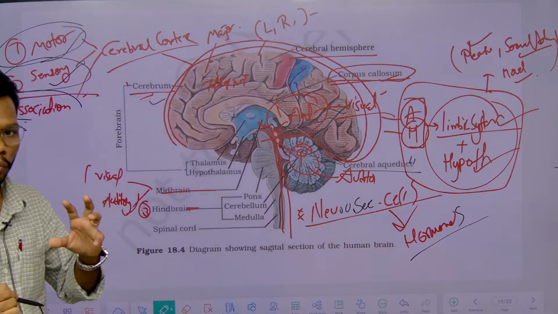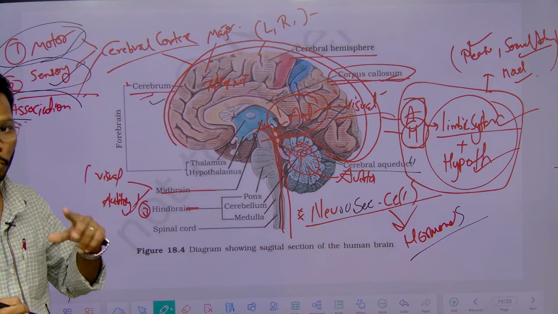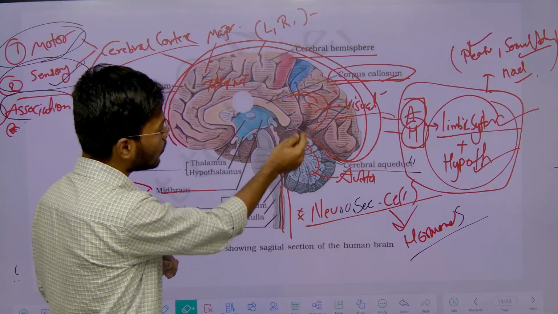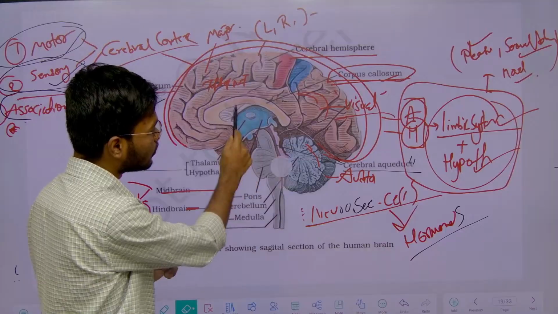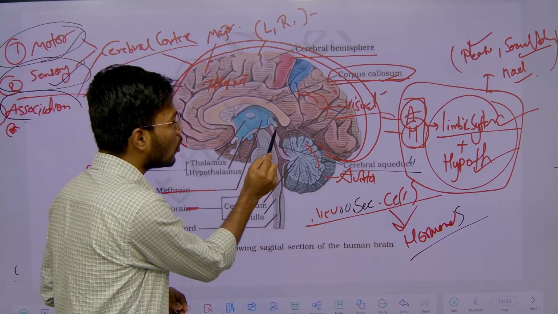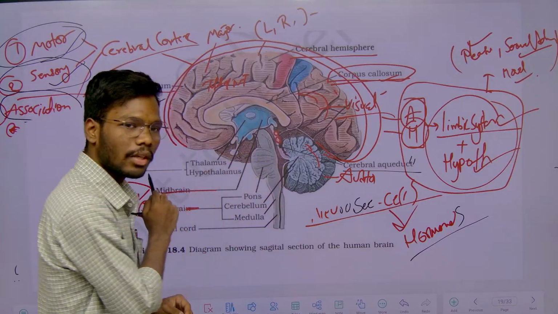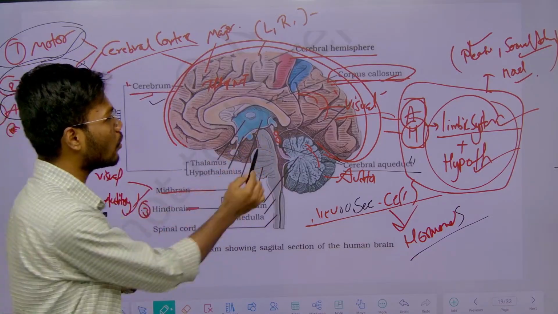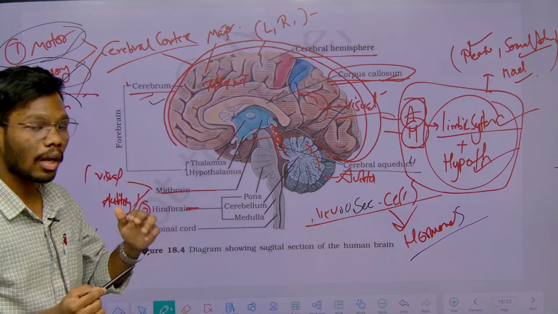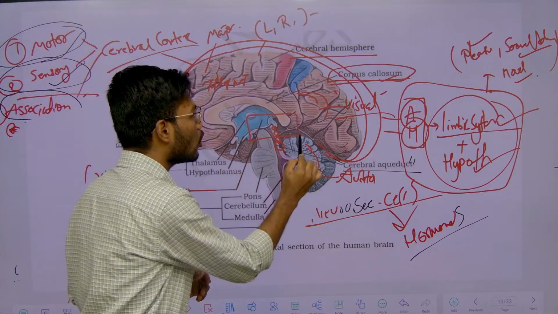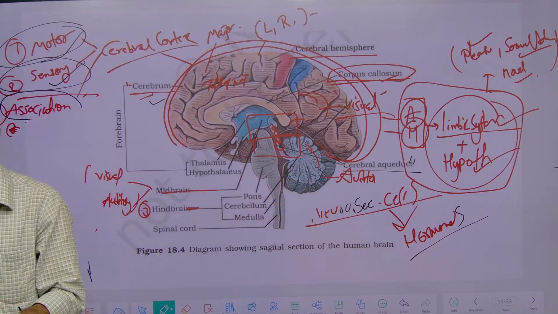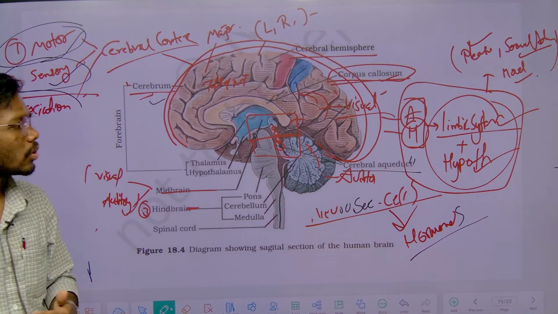Understand? So we have two pairs of lobes present on the dorsal side. We will discuss this brainstem also. These four lobes, the outer two are anterior and two are posterior. The anterior lobes are responsible for visual reflexes and the posterior lobes are responsible for auditory reflexes, right? So next one.